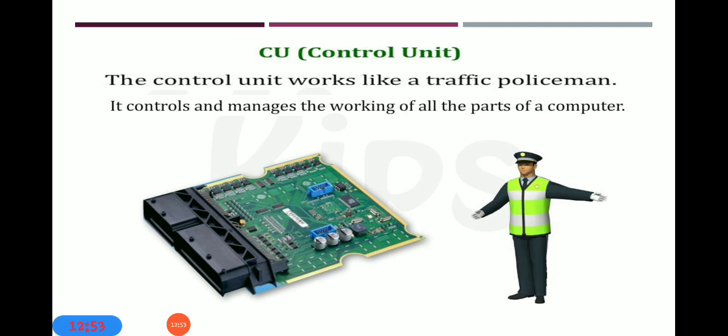CU. What is the meaning of CU? It is the control unit. The control unit works like a traffic policeman. It controls and manages the working of all the parts of a computer. The work of the CU, the control unit, is like a traffic policeman. A traffic policeman handles traffic, right? Just like that, the CU controls and manages the working of all other parts of a computer. How the other parts of the computer are working, what the problem is in any part, all these things are controlled and handled by the control unit, the CU.